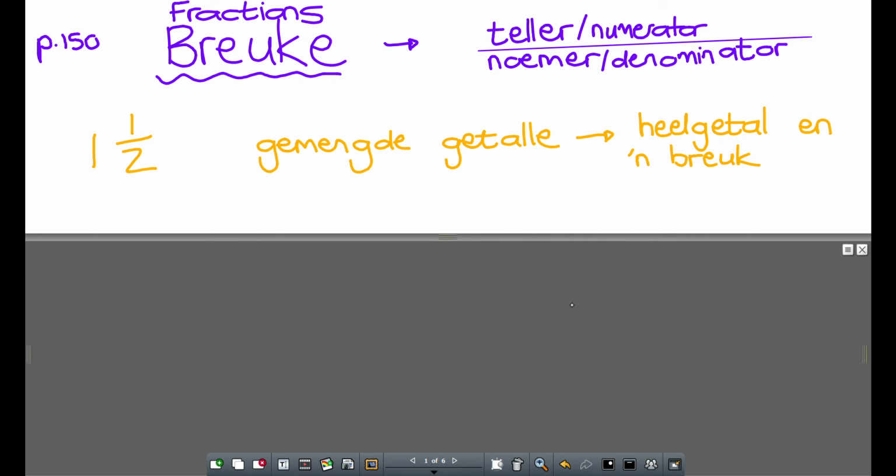Over here we have a whole number, 1, and a fraction. Now when we have it like that, we call it a mixed number. Good. Okay, it's mixed because it's a whole number and a fraction.